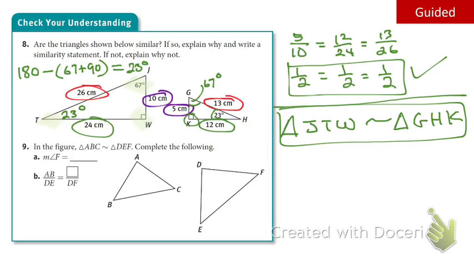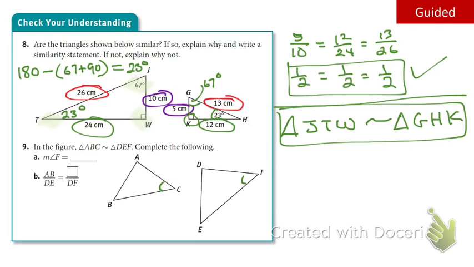Okay? Number 9. In the figure, triangle ABC is similar to triangle DEF. Complete the following. The measure of angle F. So we are looking at, if I'm looking at the measure of angle F, I can see that it matches the measure of angle C. How do I know that?